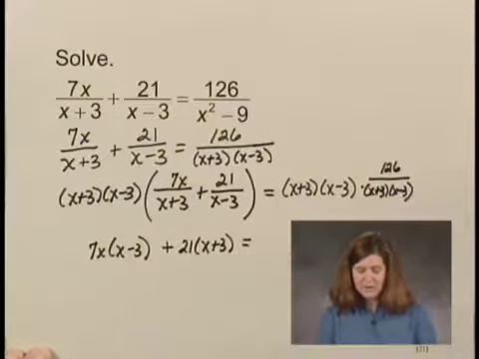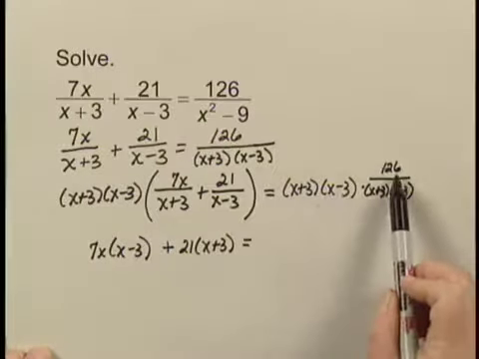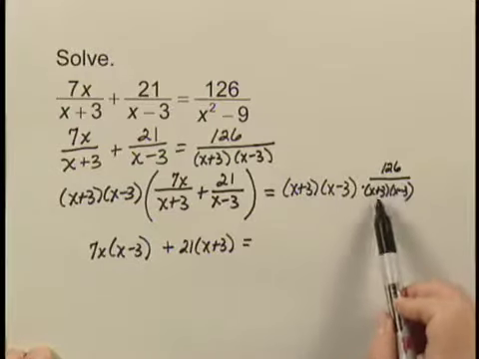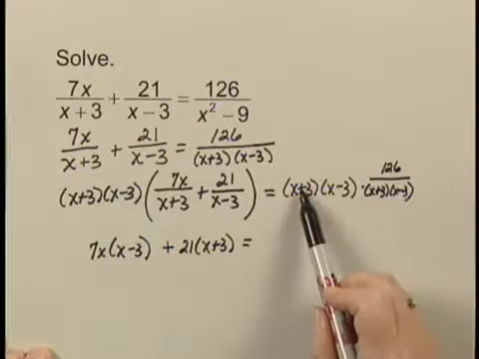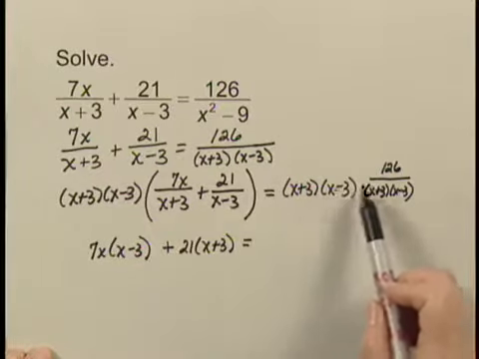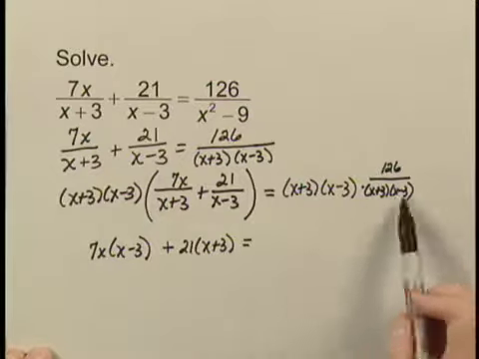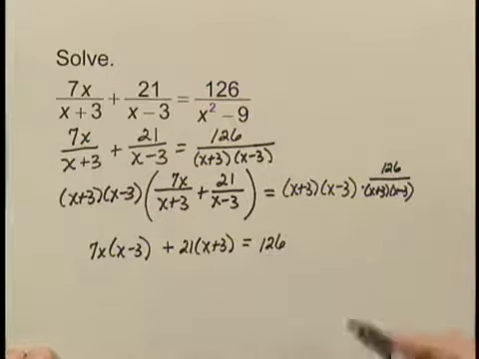On the other side of the equation, if I multiply x plus 3 times x minus 3 times 126 over x plus 3 times x minus 3, the factors x plus 3 cancel, and x minus 3 in the numerator and denominator cancel, and I'm left with 126. And I have cleared the fractions. So now we'll continue to solve the equation.